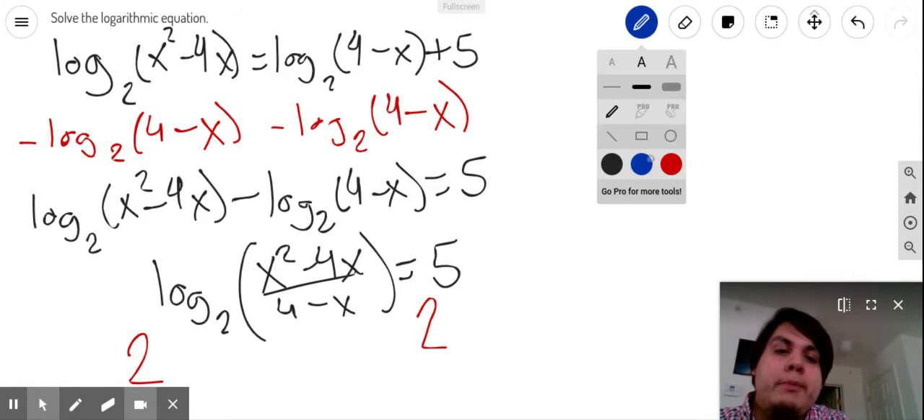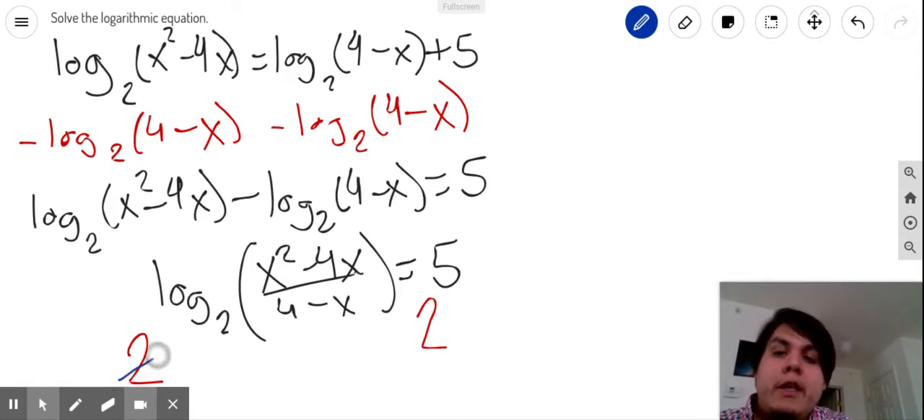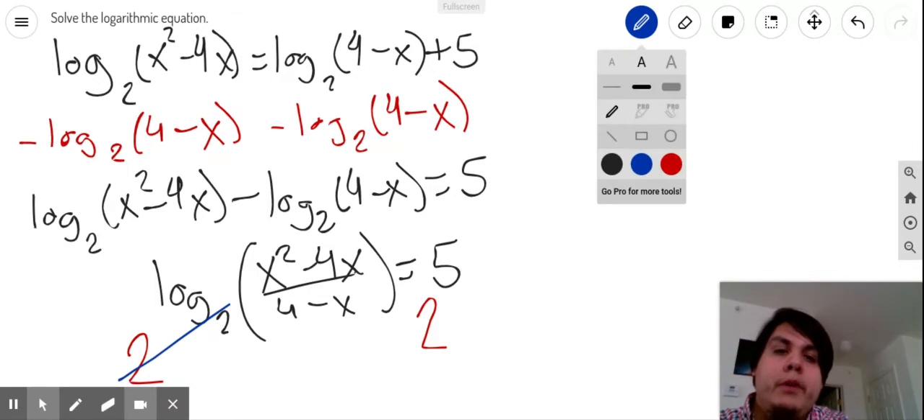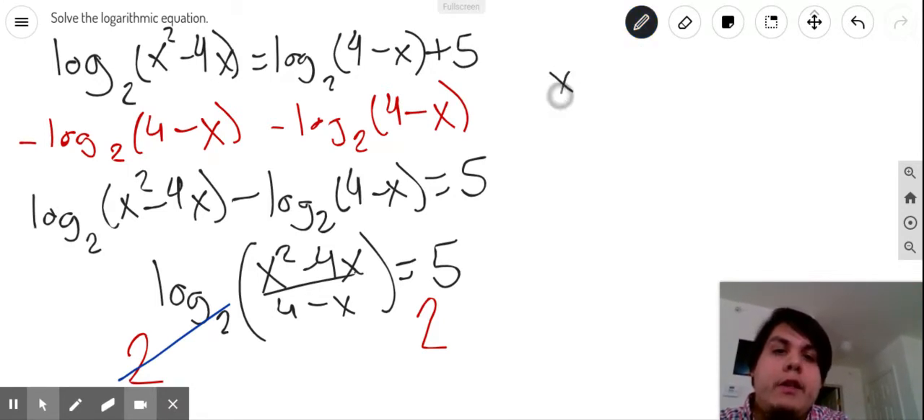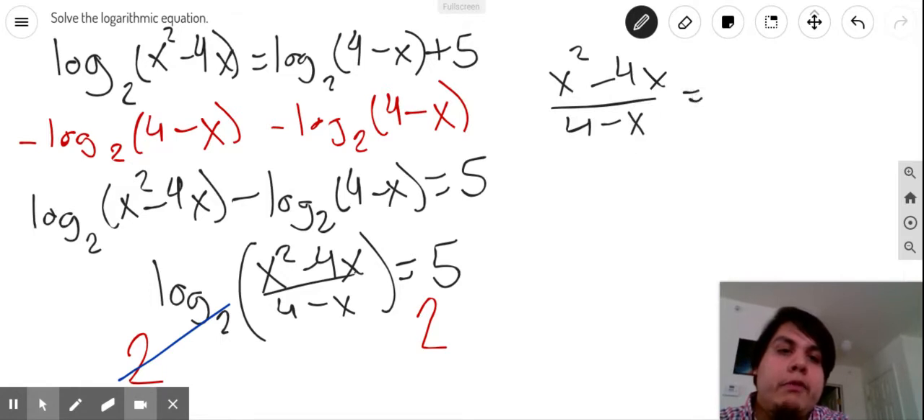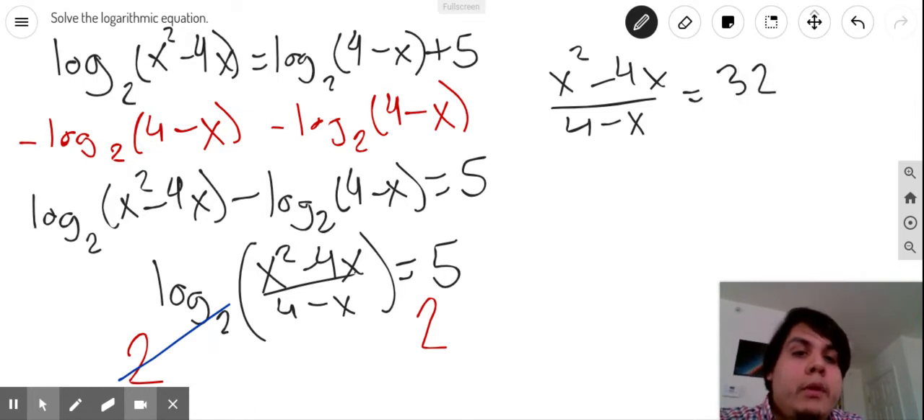And the reason I do that is because 2 and log base 2 are inverse operations, they cancel out. So the only thing that's left on that side is the x squared minus 4x over 4 minus x. And that should equal 2 to the 5th, which is known as 32. So then from there, we still need to finish solving it.